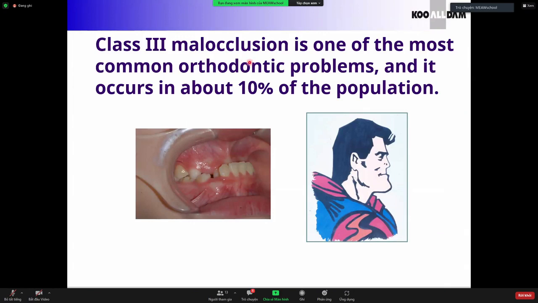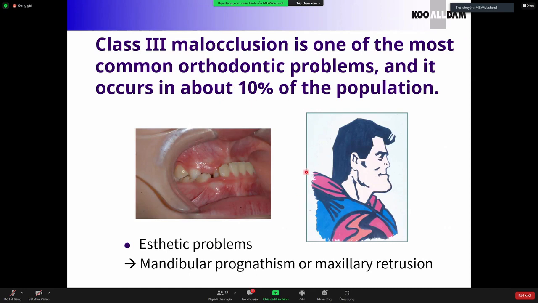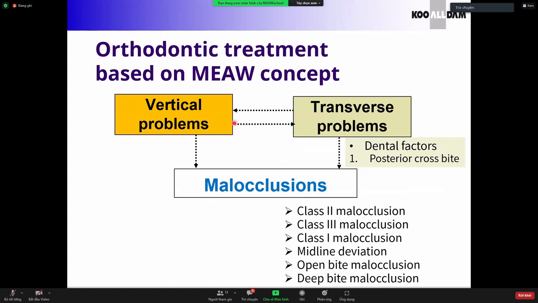This kind of Class 3 malocclusion is one of the most common orthodontic problems, and it occurs in about 10% of the population. In Class 3 patients, we can see the aesthetically unpleasing profile. Many know Mu is effective in treating Class 3 malocclusion. Why? What is the difference between conventional orthodontic treatment and the Mu technique?